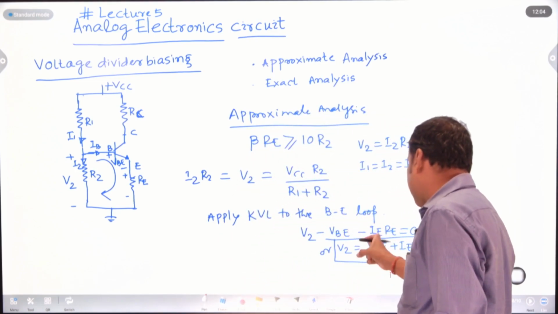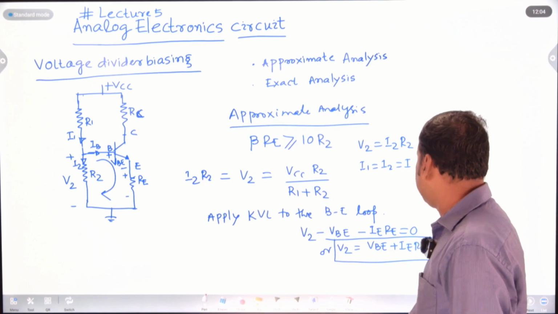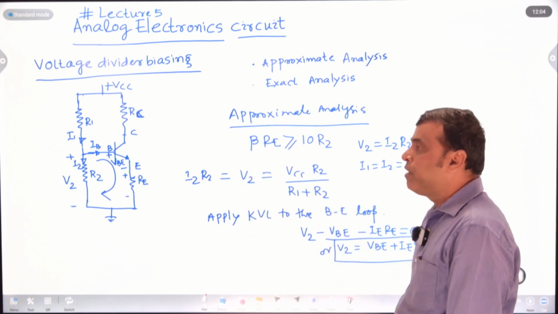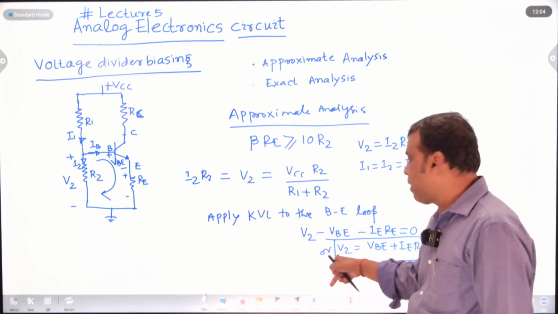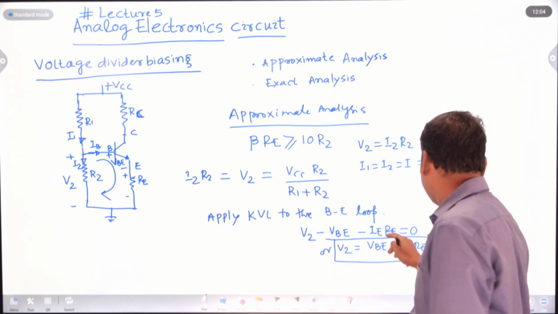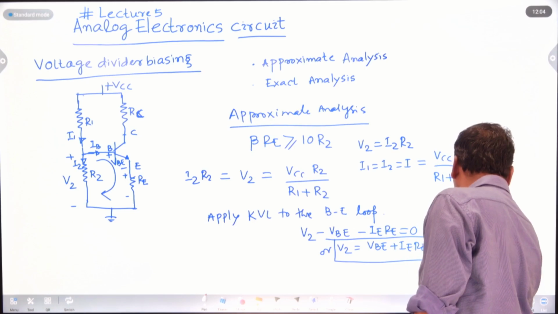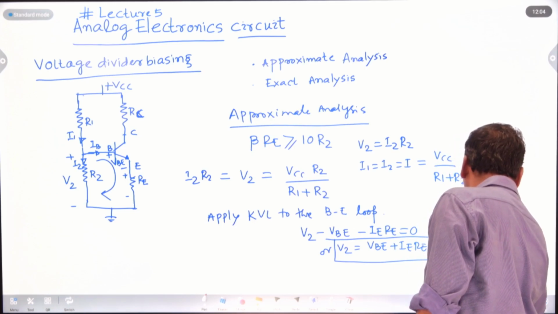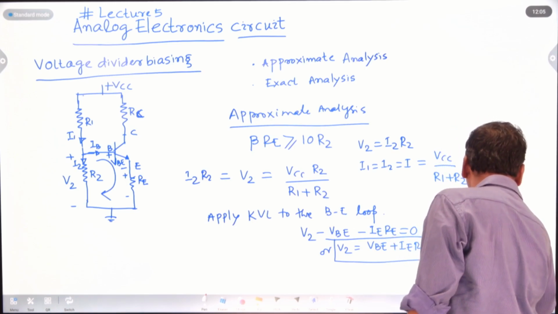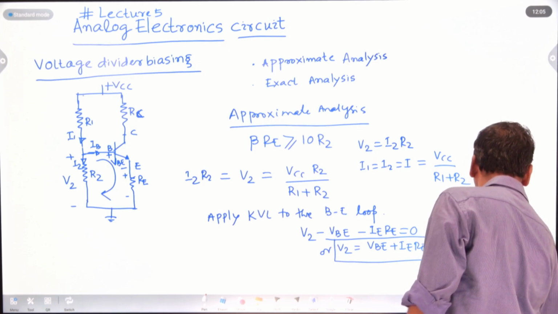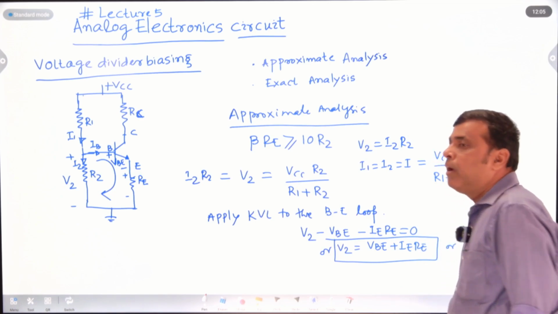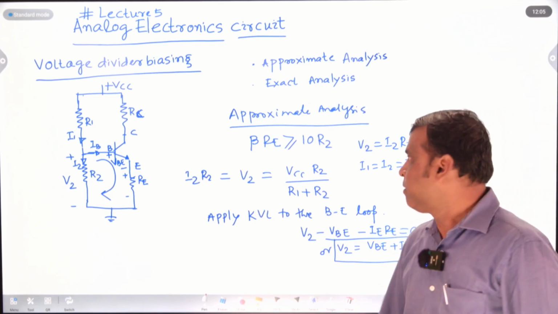First of all, you will calculate the V2. Then after calculating V2, apply KVL to the base emitter loop. You will get this equation. From this equation, you directly find out the value of IE. So what is the value of IE? IE equal to V2 minus VBE divided by what? That is your RE. In this way, you can calculate the DC current and DC voltage.